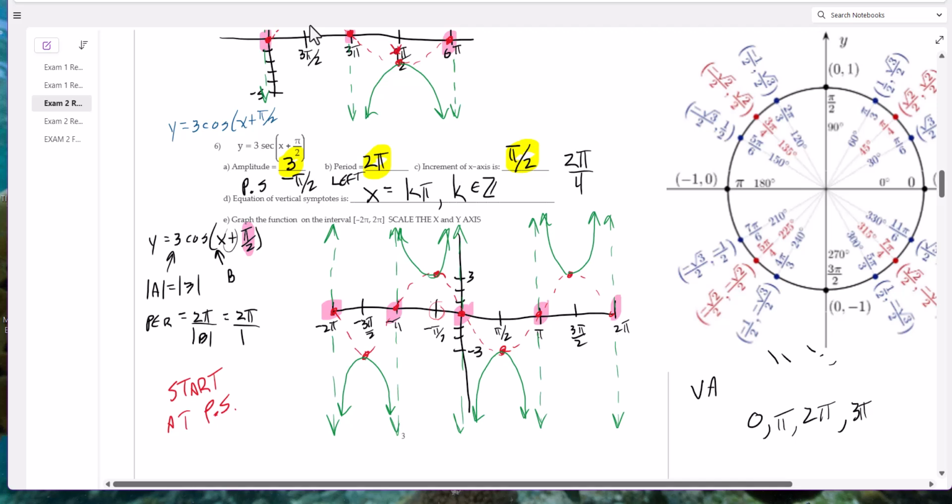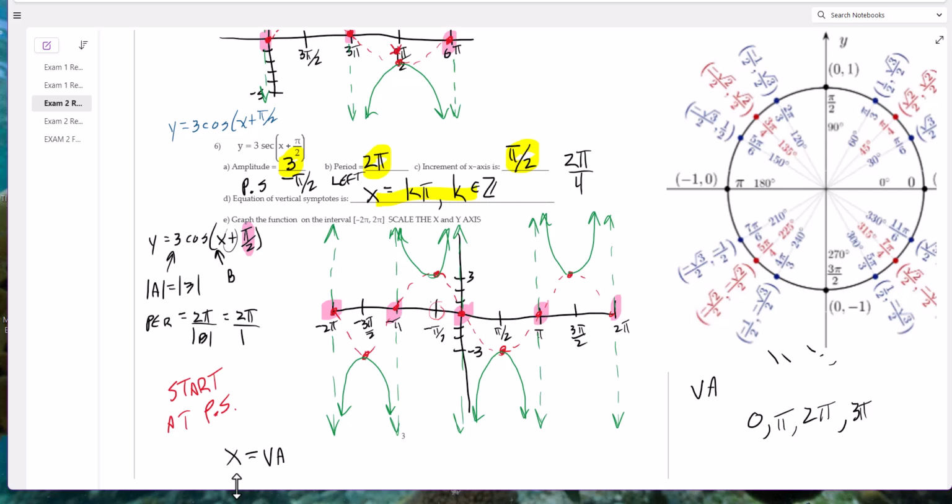Now, sometimes it's hard for students to see the pattern, so you could also use this formula: x equals a vertical asymptote plus half the period times k, where k is an integer. So the first asymptote's 0. I don't care which asymptote you use. So x equals 0 plus 1/2 times the period, which is 2 pi. And so you would end up getting x equals 0 plus pi.